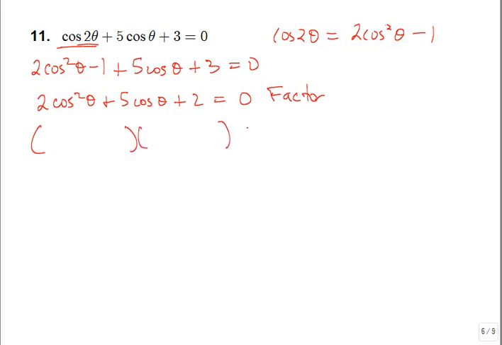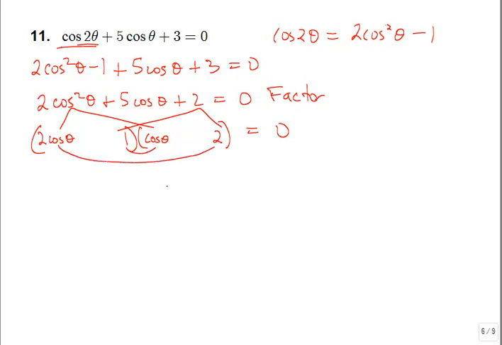2 sets of parentheses. I need a 2 cosine theta times a cosine theta to be 2 cosine squared theta. And I'm going to need a 1 and a 2 to get 2, but you want to put the 2 here and the 1 here, so you'll get 1 cosine theta and a 4 cosine theta to get you that 5. I need them both to be plus so that you'll get a plus 5 in the middle. So now we have it factored. We're going to set each one to 0, and then we'll have our solutions.